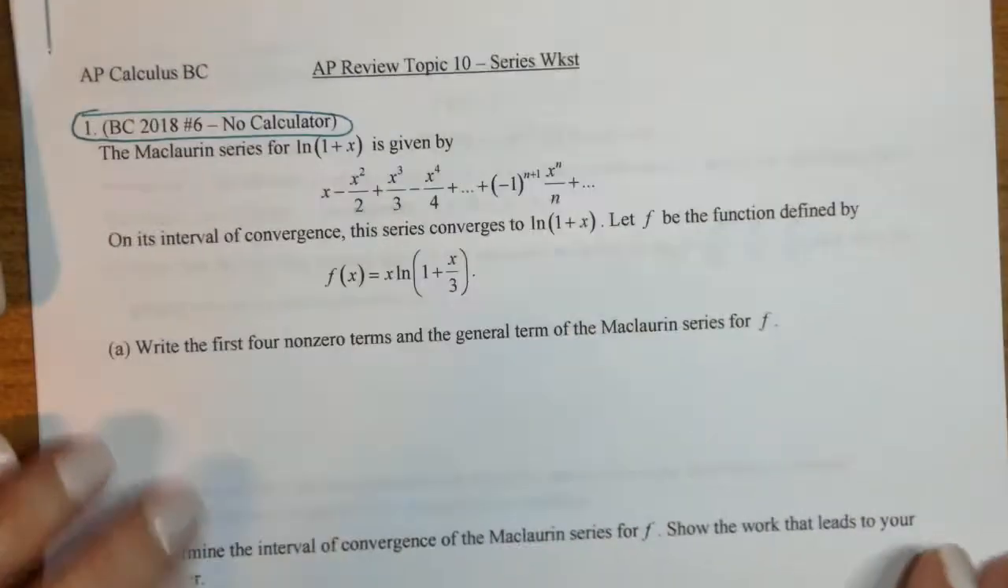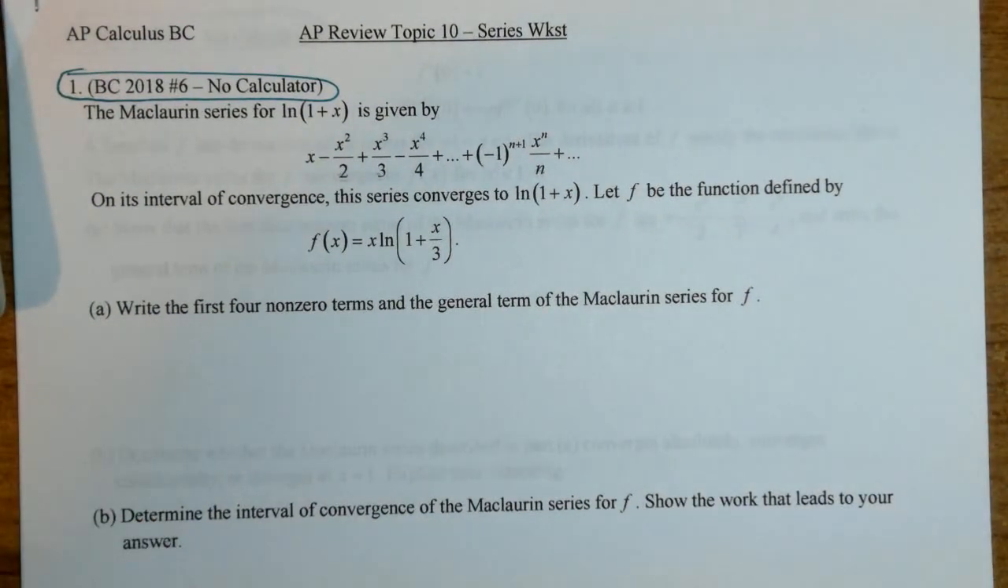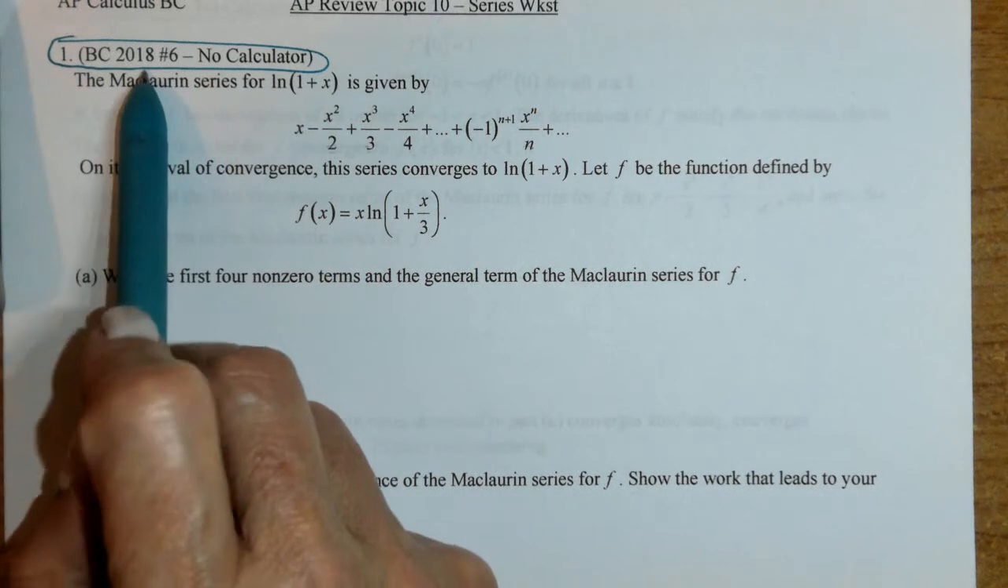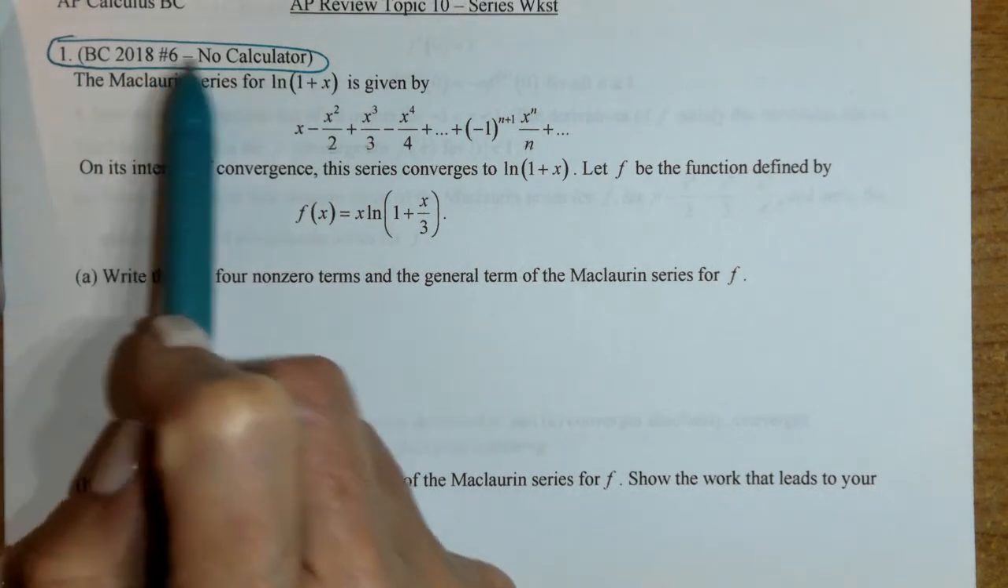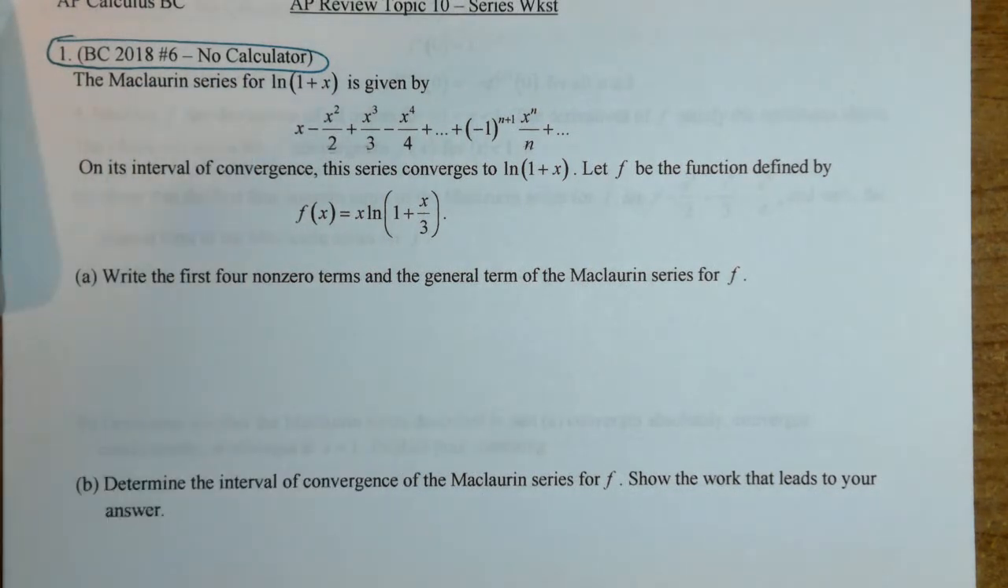So we're going to begin today. This was our most recent unit that we did. This was our unit 12. So we're going to jump right in to an FRQ from 2018. Number 6, no calculator. So these will always be number 6, always be no calculator.